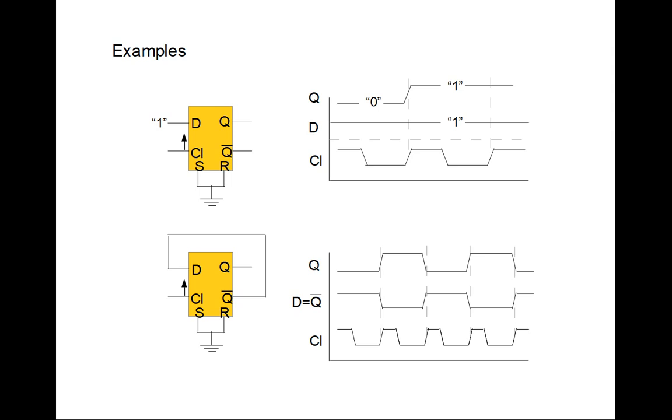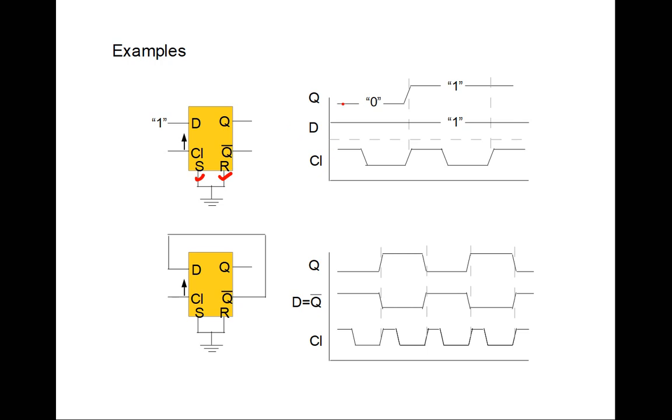Okay, so let's look at some simple examples. The first example is I have a flip-flop. This is a D flip-flop, and its set and reset are both set to 0. So the D input and the clock input are the only way to change this state. We are sensitive to the rising edge.